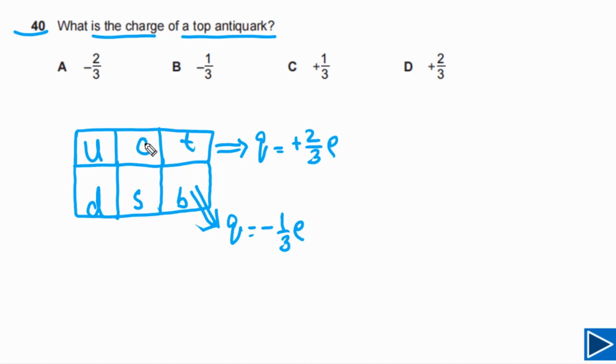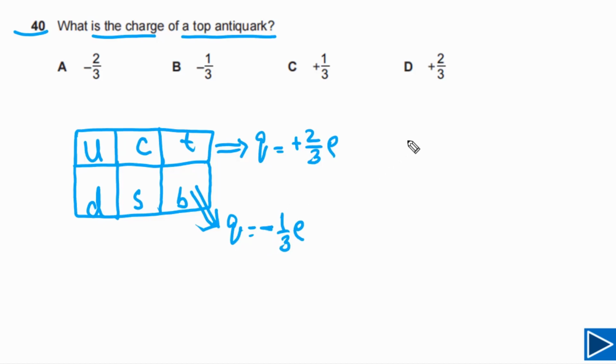If you look at the first row, you can see up is something higher, charm is also something better, top is something higher. So they have the greater charge, and it is positive. But down is something not good, something low, strange is also low, bottom is something low. So they have the lower magnitude of charge and the charge is negative. So this is one way you can remember.